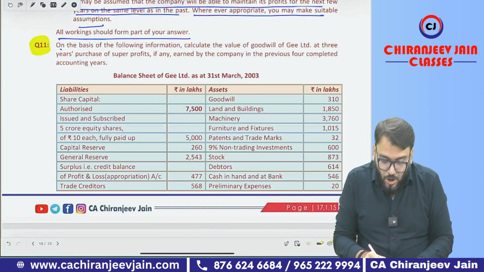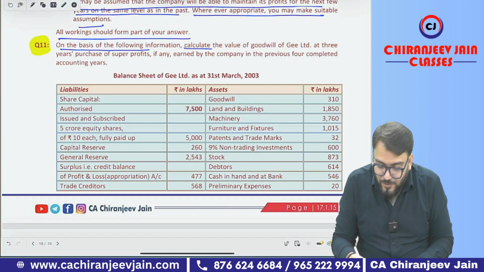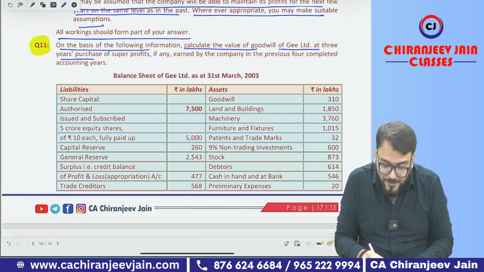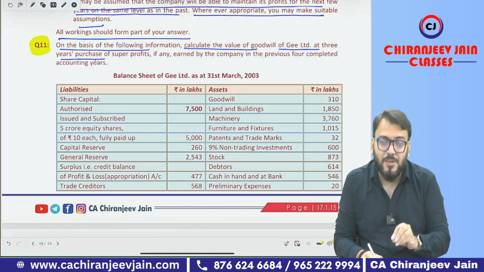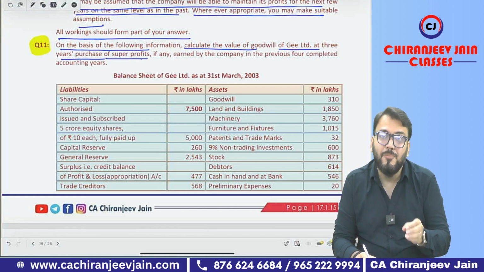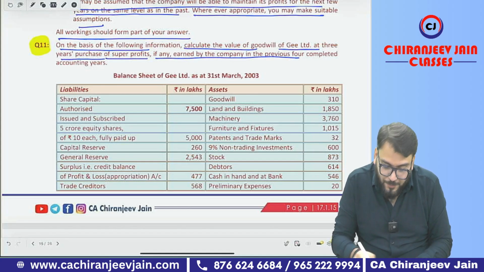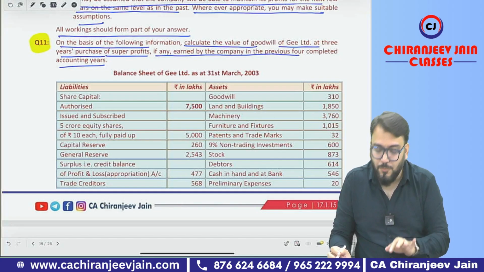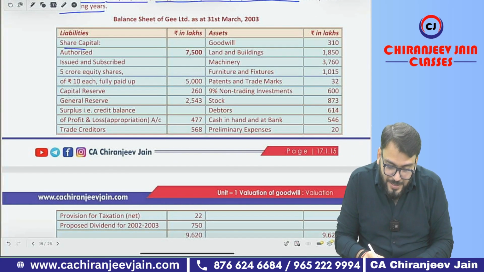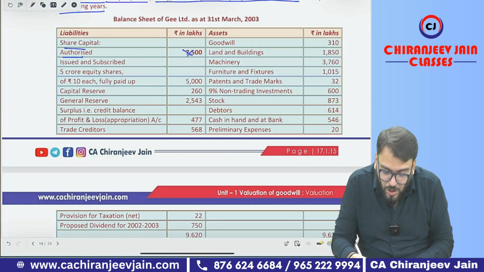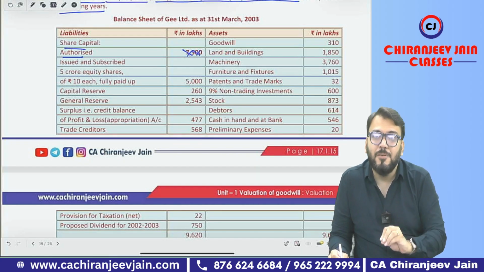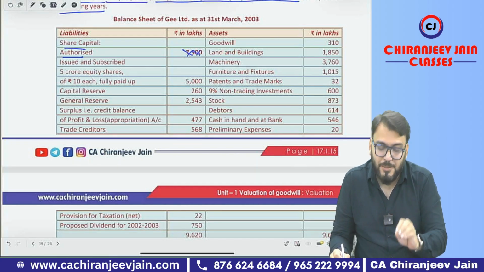What is given? On the basis of the following information, calculate the value of goodwill of G Limited at 3 years purchase. Three years purchase means number of years purchase of super profit, so it is the super profit method. Profit earned by the company in the previous 4 completed accounting years, so they have given the past 4 years. Authorized capital is not at all relevant because authorized capital is only for disclosure purposes.